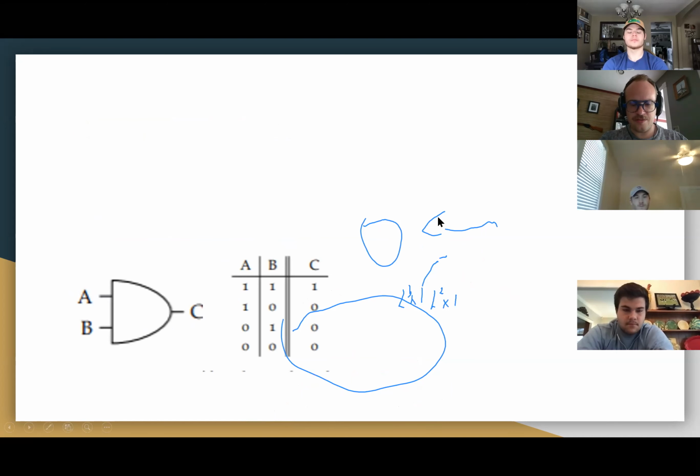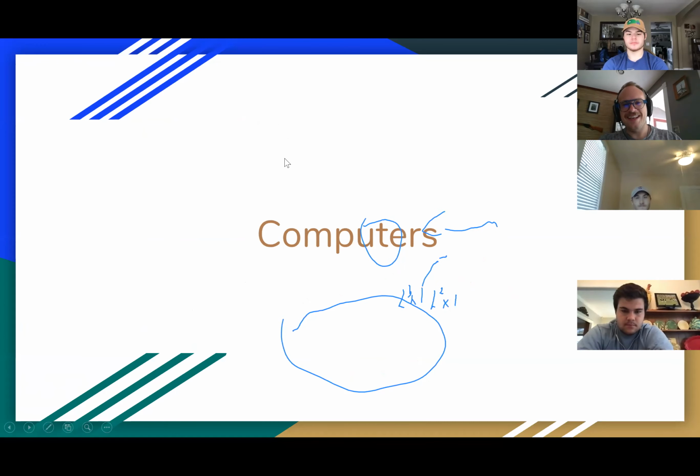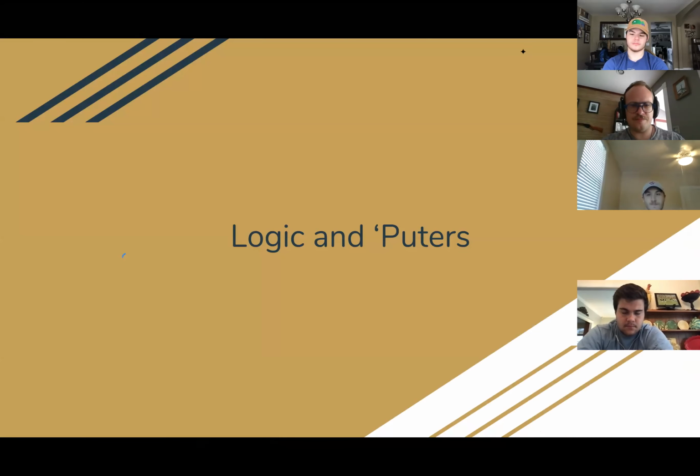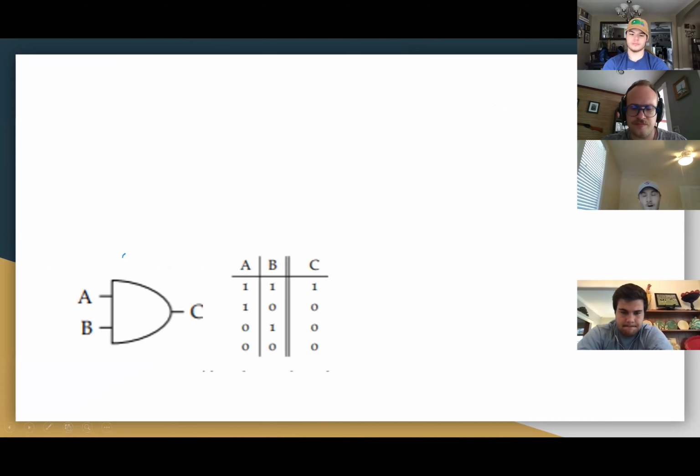Okay, how do I erase my annotations? Discard. No. Oh, yeah, okay. Clear. Okay.